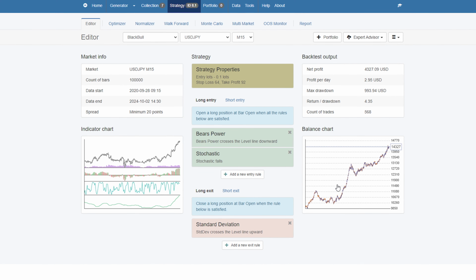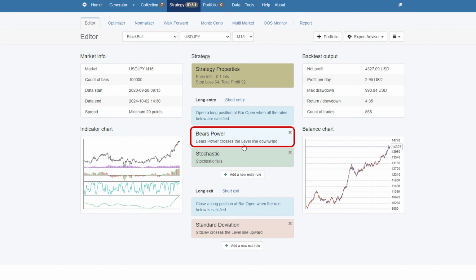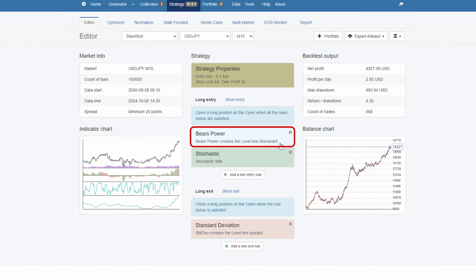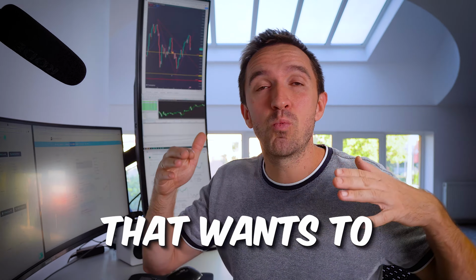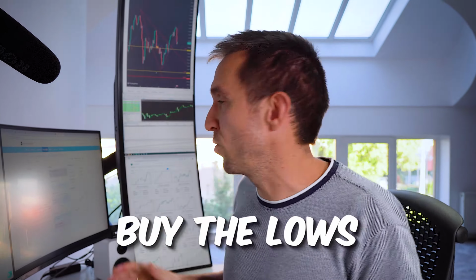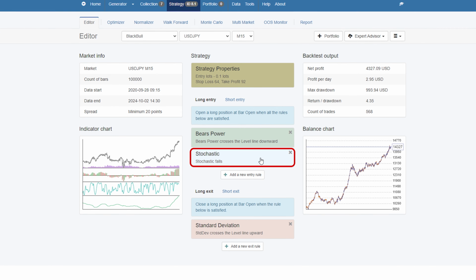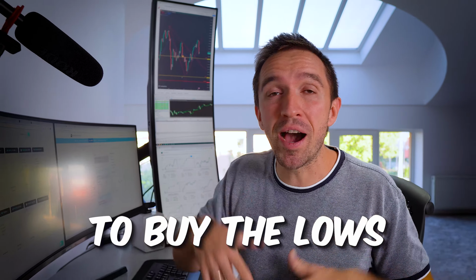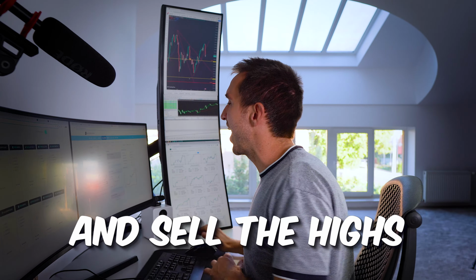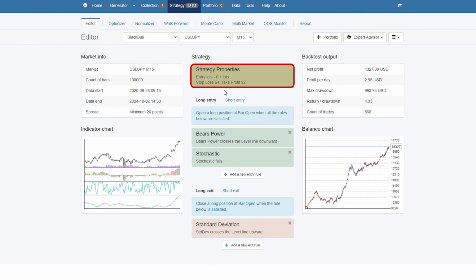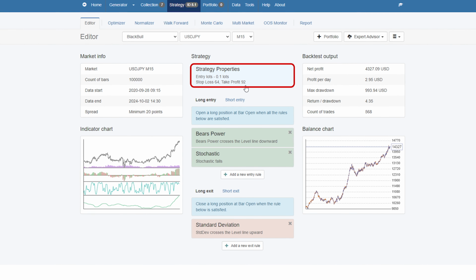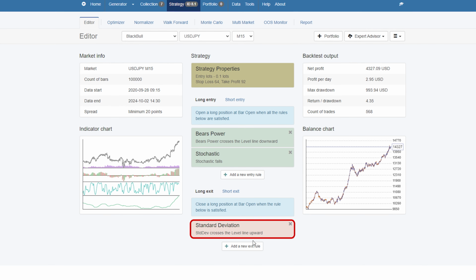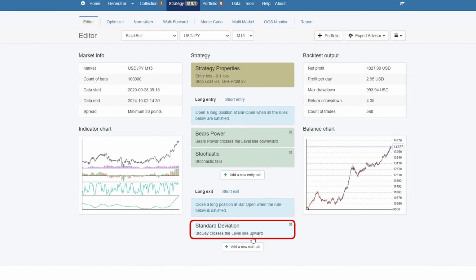I'll click on open, and here it is. Bear's power crosses the level line downward. We have an indicator that wants to buy the lows. The second one is stochastic falls. So this strategy is aiming to buy the lows and sell the highs. We have a stop loss of 64, take profit of 92, a very good risk reward ratio, and we have the standard deviation crosses the level line upward as an exit rule.